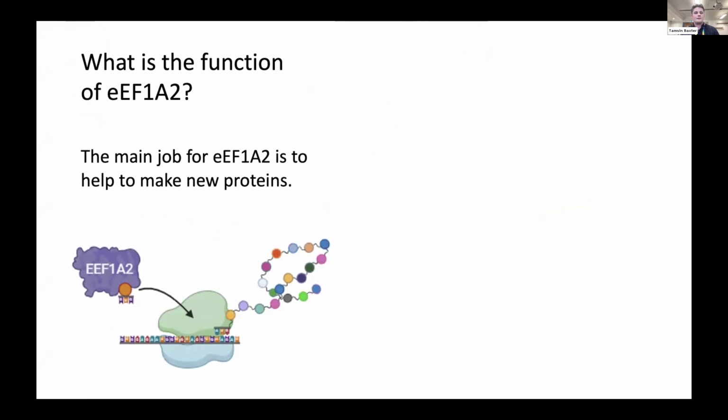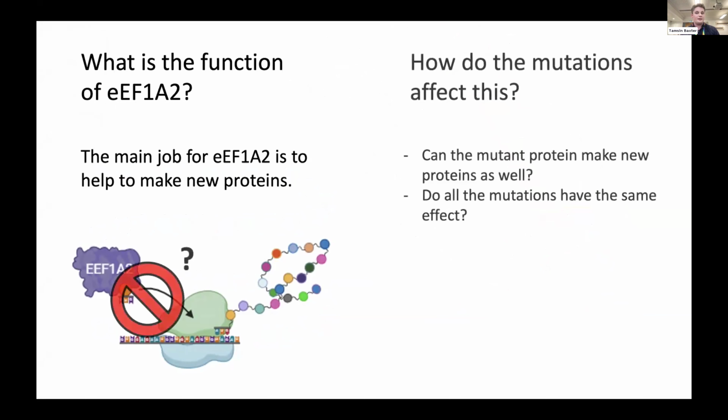Just to recap the function of EEF1A2: as we've heard, the main job for this protein is to deliver the building blocks that make up new proteins. Without EEF1A2, cells aren't able to make new proteins, and these proteins are what makes things happen in the cell. They carry out almost every major function, so it's a very important job. What we don't know is how well the mutant forms of EEF1A2 are able to make new proteins. Are they affected? And if they are, is this the same for each individual mutation?